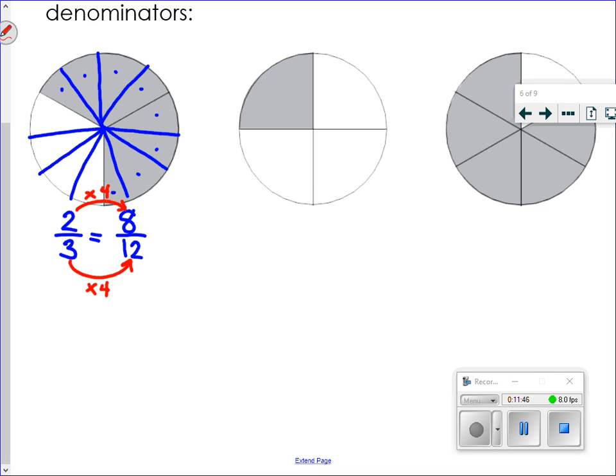Okay, so let's do the same thing with the second one. Okay, this time my pie is split into 4 equal parts. So how many sections will I need to split each of those up into in order to make 12ths?